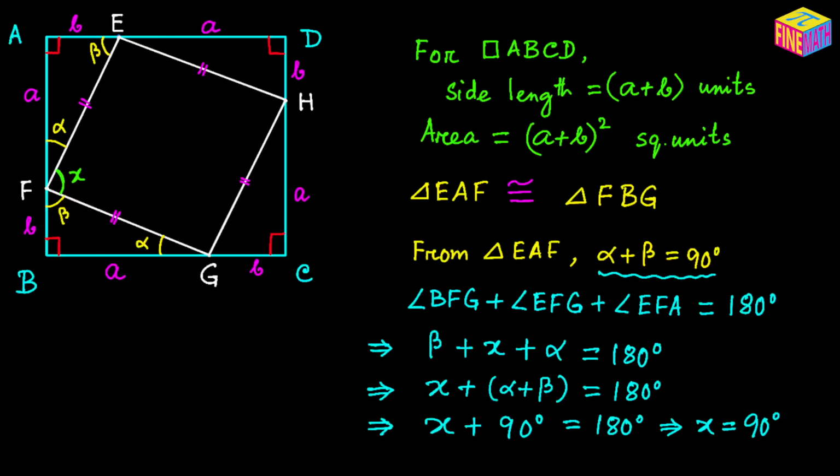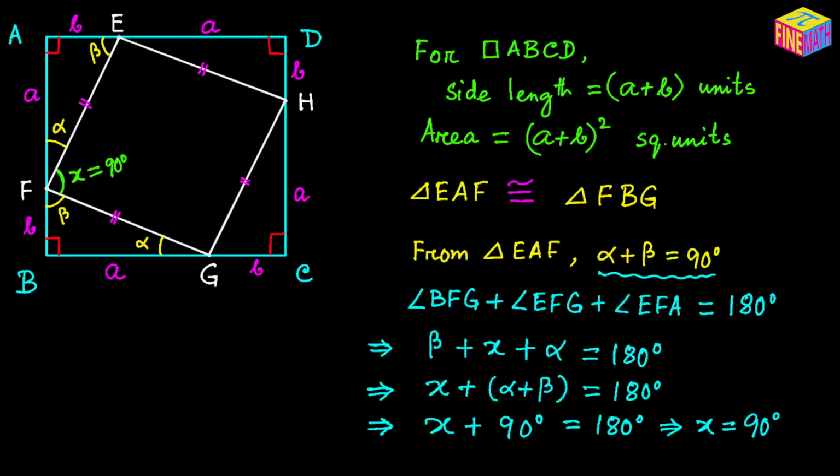So here, the inner quadrilateral, which is EFGH, has all equal sides, meaning all sides are of equal length, and also it has an angle which is 90 degrees. X is actually 90 degrees. So let me make a quick note in the diagram. So X is actually equal to 90 degrees. That means the inner quadrilateral is nothing but a square.